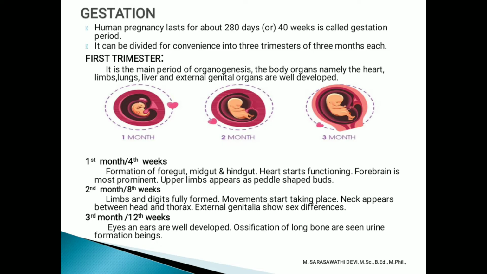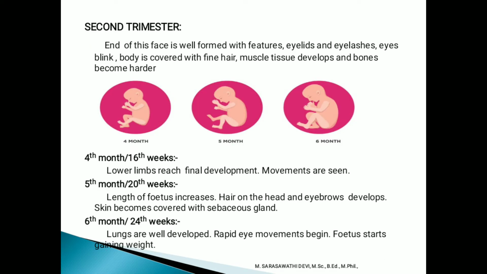First trimester. First month or fourth week, formation of the foregut, midgut, and hindgut. The heart starts functioning. The forebrain is most prominent. Upper limbs appear as paddle-shaped buds. Second month or eighth week, limbs and digits fully formed. Movements start taking place. The neck appears between head and thorax. External genitalia show sex differences.